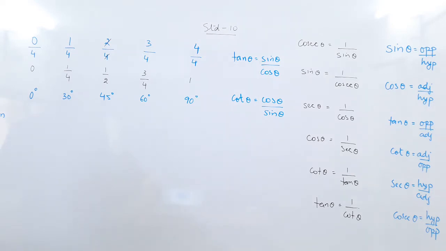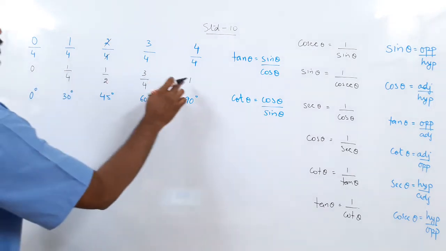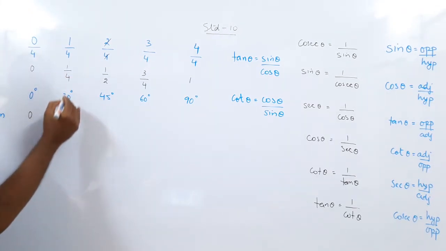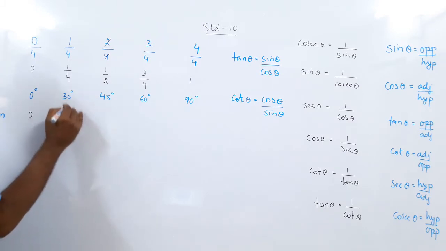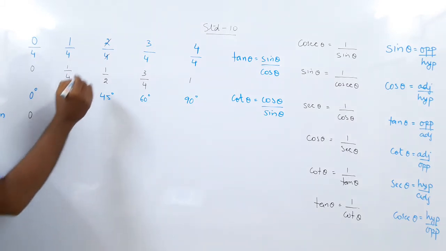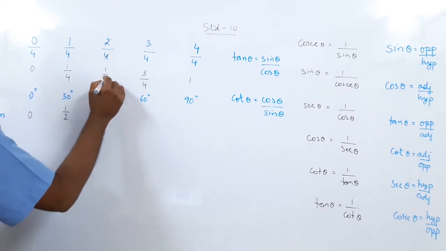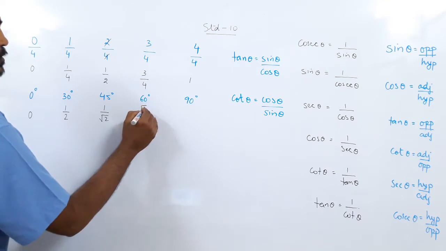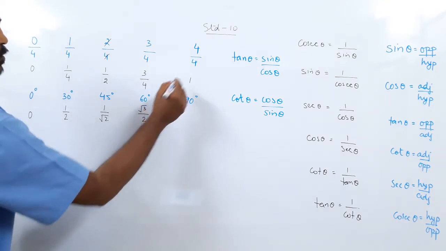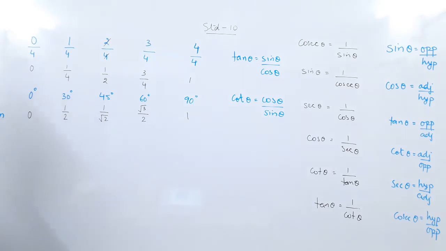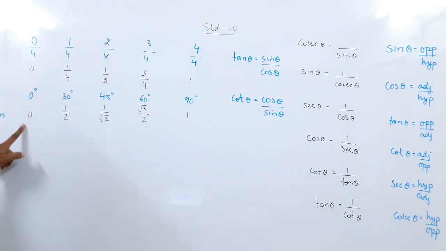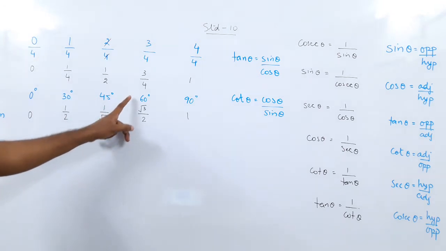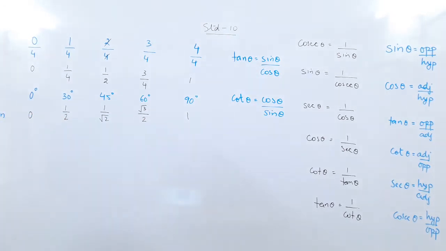So what is the sine? Sine is the square root of these numbers. The square root of 0 is 0. The square root of 1 upon 4, the square root of 1 is 1, of 4 is 2, so it becomes 1 upon 2. Square root of 2 is root 2. Square root of 3 is root 3, square root of 4 is 2, and square root of 1 is 1. So I got the values: sine 0 is 0, sine 30 is 1 upon 2, sine 45 is 1 upon root 2, sine 60 is root 3 by 2, and sine 90 is 1.